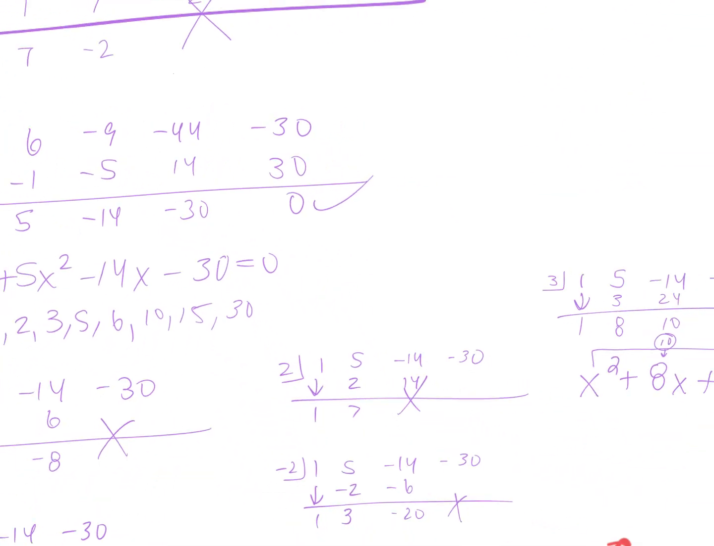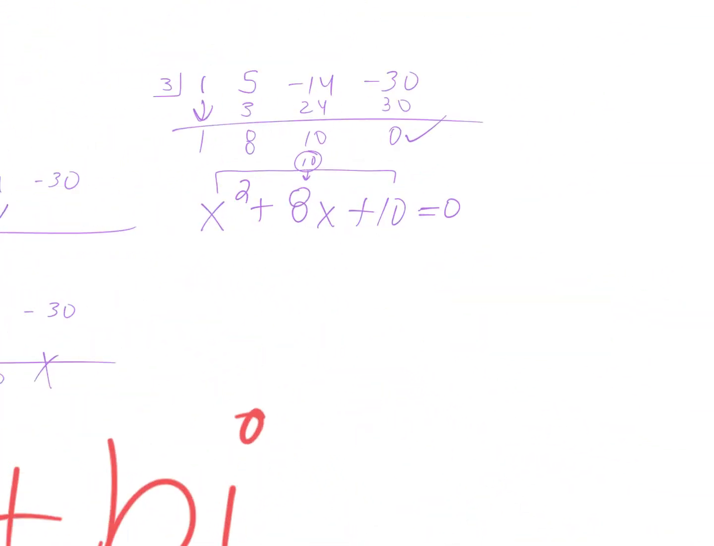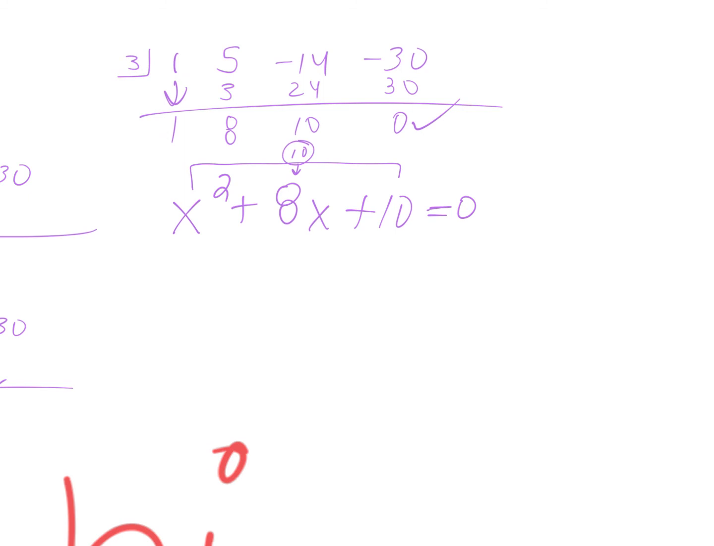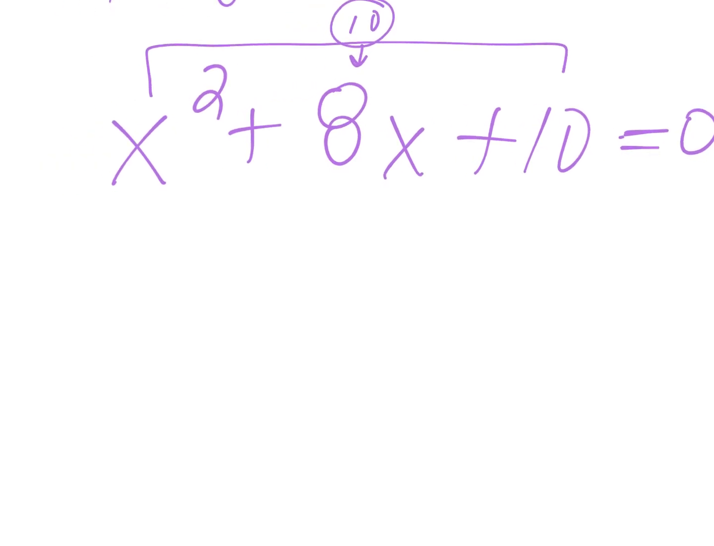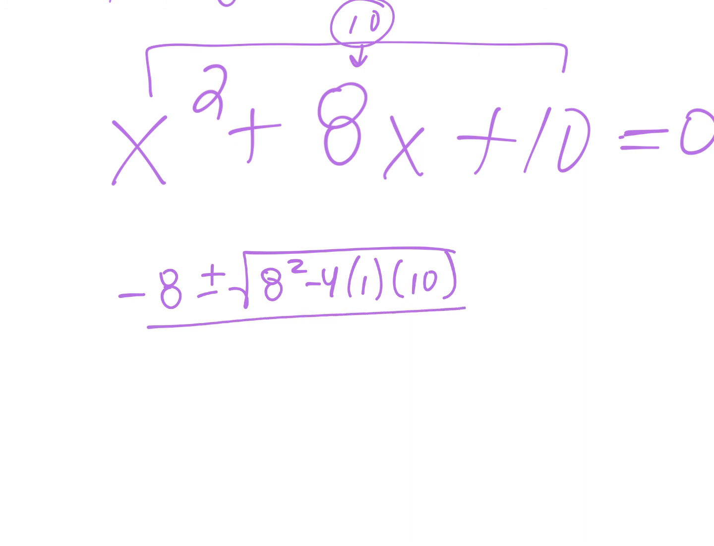Now, this question, way back at the beginning, asked us for all the real roots. So if I do the quadratic formula and they come out to be imaginary, am I going to include that in my answer? No. If the directions said find all of the roots, then yes, I would. But let's just check this out. So negative 8 plus or minus the square root of 8 squared minus 4 times a is 1, c is 10, all over 2 times 1 is 2. You guys with me?